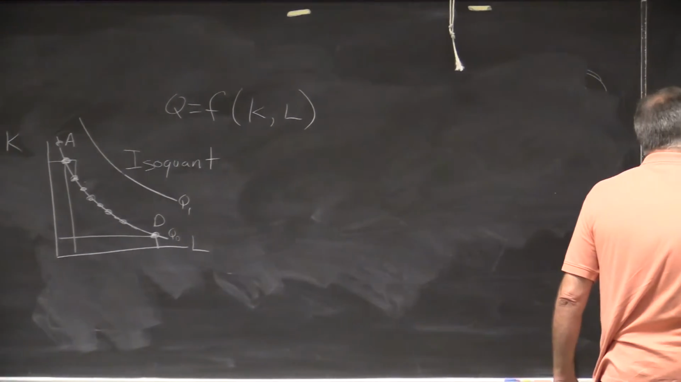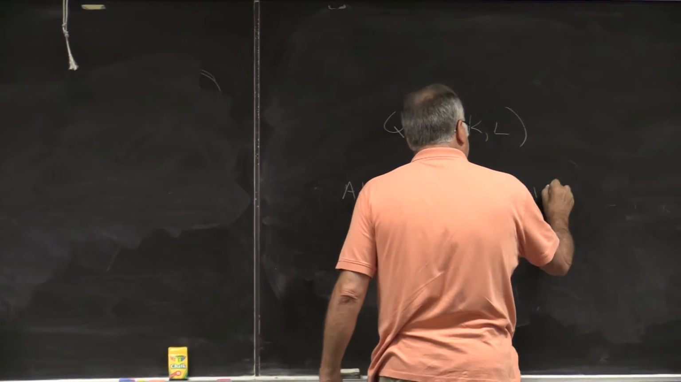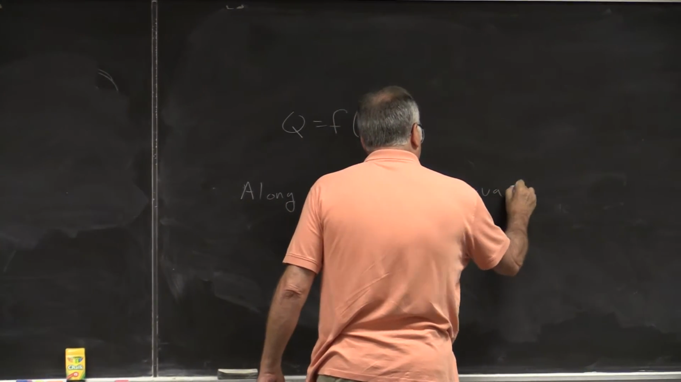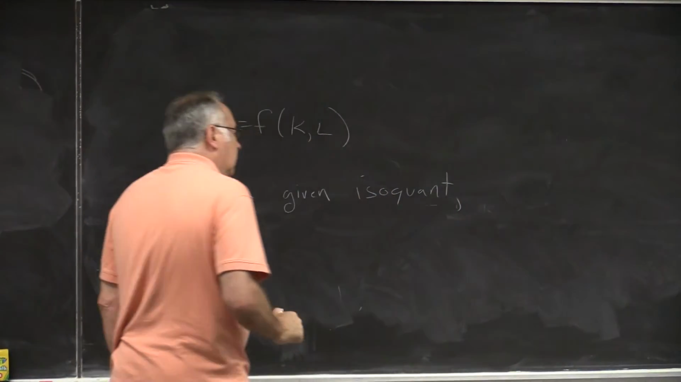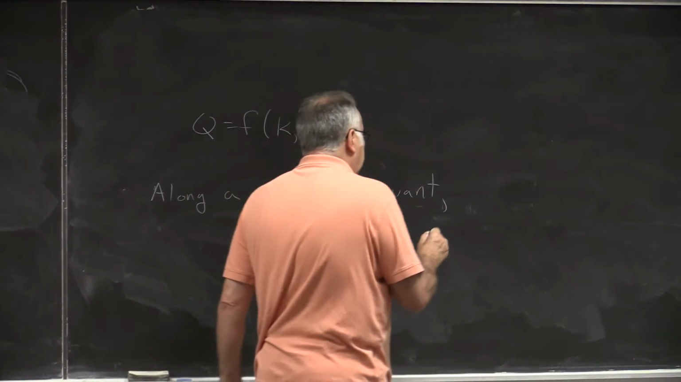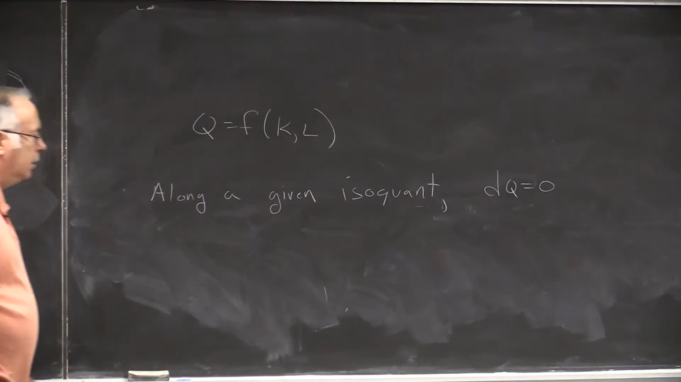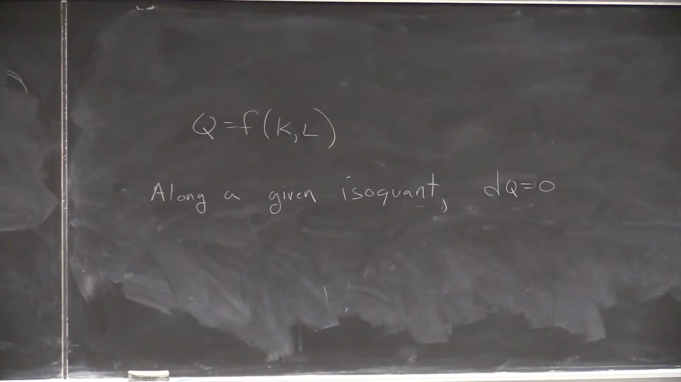But if we move along a given isoquant, what is the value of dQ? Zero. dQ is zero, because by definition, output is the same. So as you move along a given isoquant, the total differential of Q must be zero, by definition of what an isoquant is. But what is dQ?